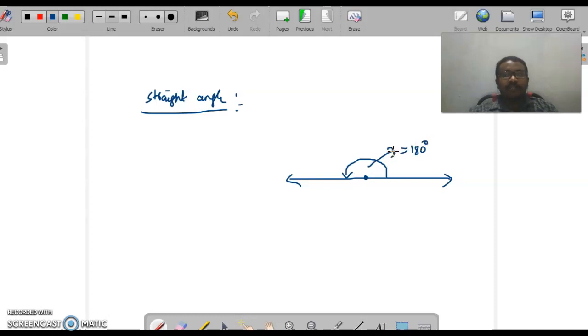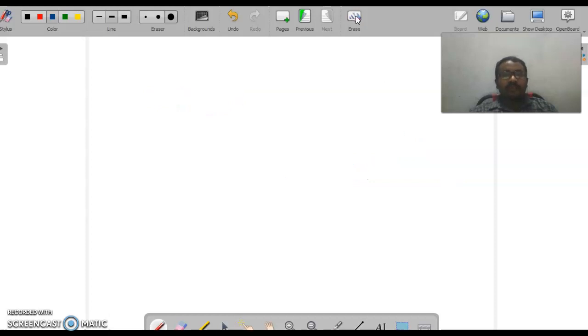It cannot be less than 180. It cannot be greater than 180. It should be exactly 180 degrees. Such type of angles we can name as a straight angle. Right? So I hope you understand this concept. Now we'll move on to the next concept called reflex angle.